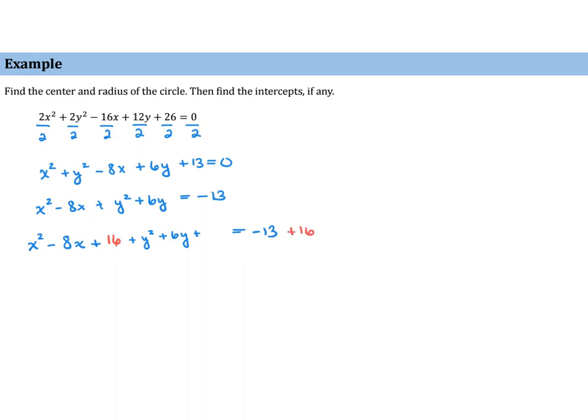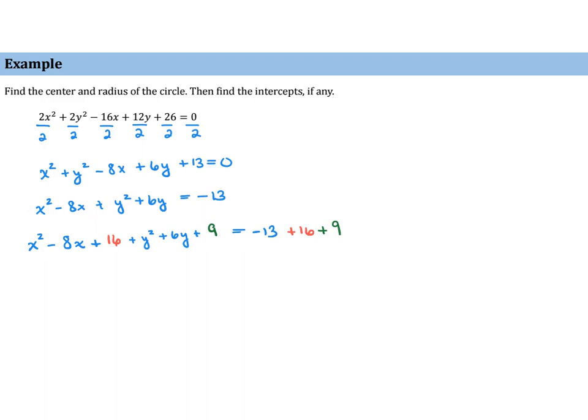And now, if we look at our y's, we have 6y. What can we add to y squared plus 6y in order to get a trinomial square? We take the 6, divide by 2, and square. So 6 divided by 2 is 3. Square it, we get 9. So we will add 9 to both sides.